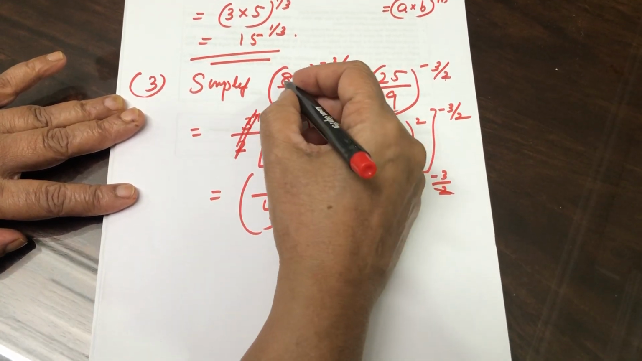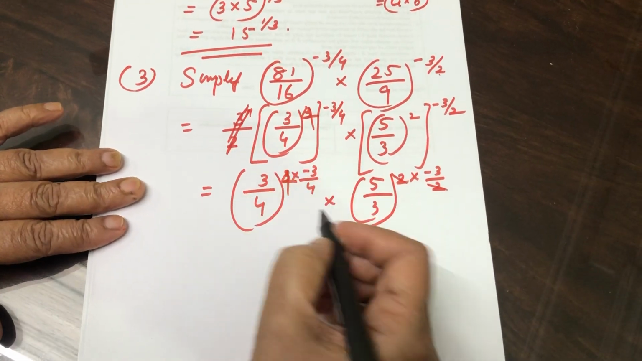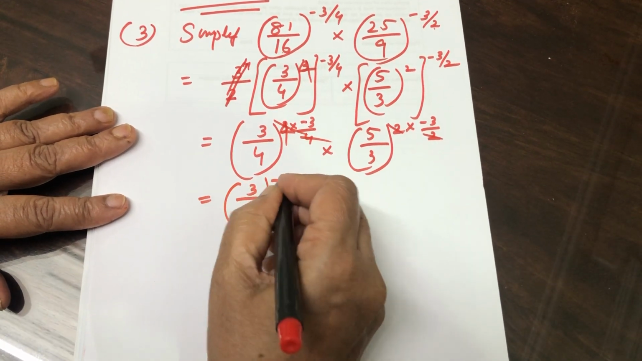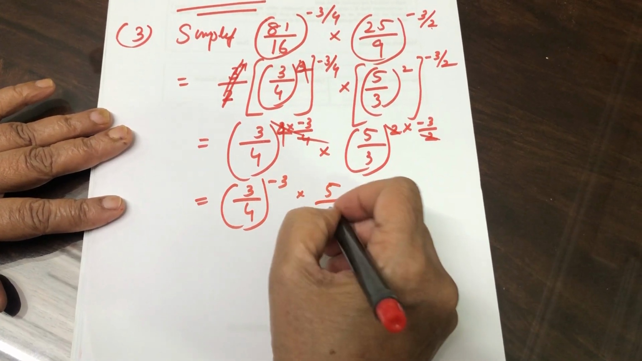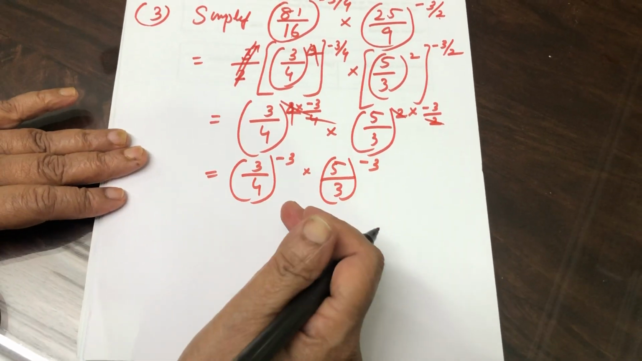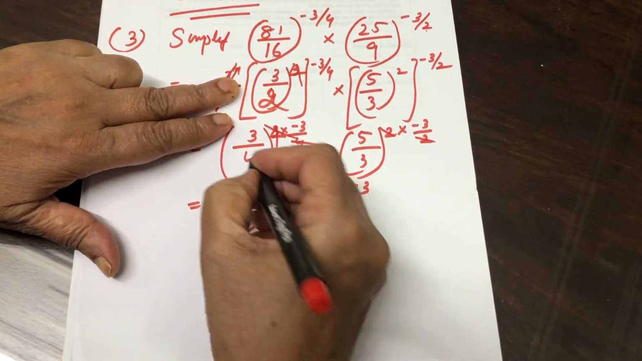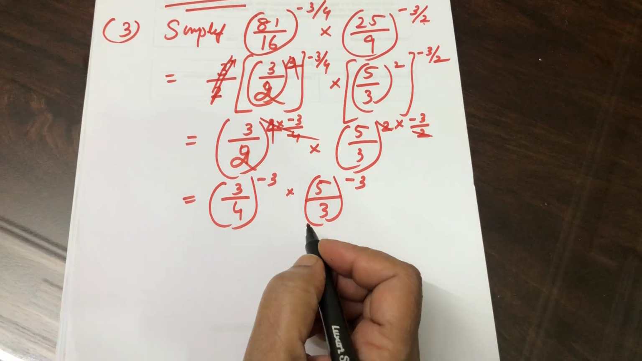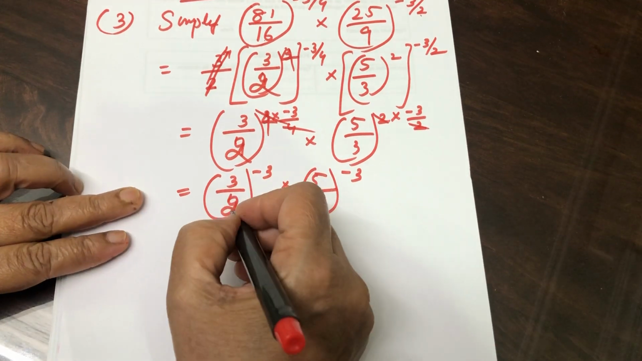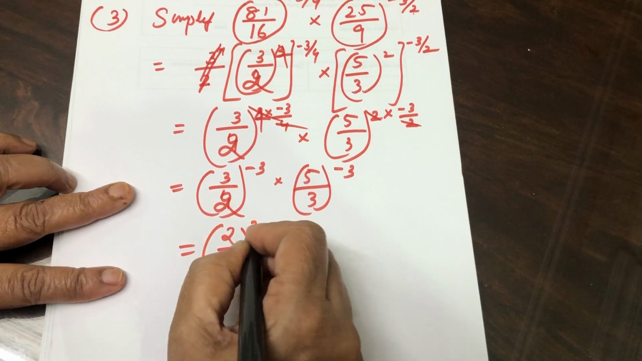So here 3 by 2, the whole raised to 4. This 4 and 4 cancel. So it is 3 by 2 the whole raised to minus 3, and 5 by 3 the whole raised to minus 3. So to make this one positive, you can write this 2 raised to 4. Okay. So this is also 2. So it is 3 by 2 the whole raised to minus 3, which is 2 by 3 the whole cube.